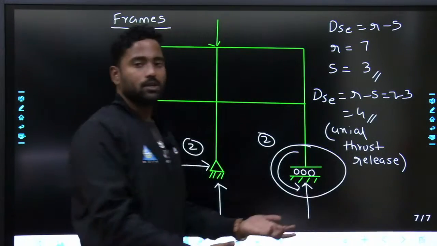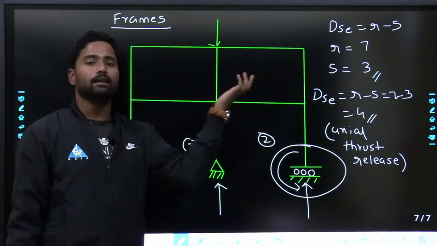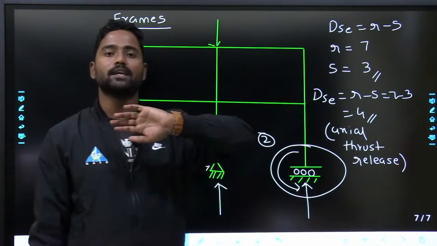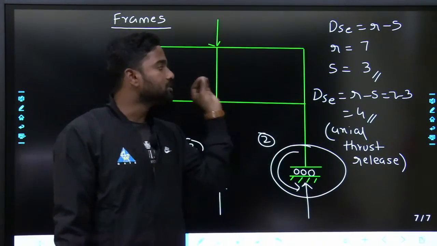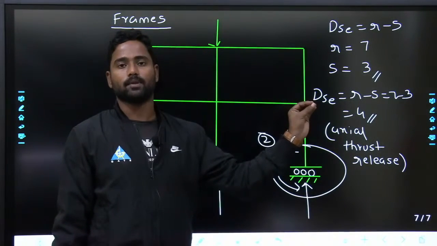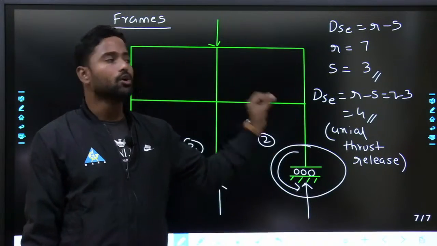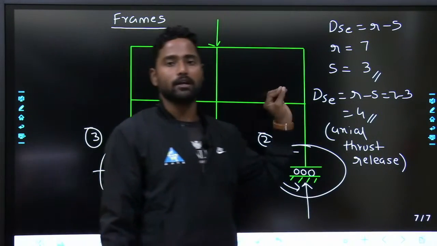DSE is more than 0, so this is statically externally indeterminate. I am not yet discussing internal indeterminacy. This is externally indeterminate. Am I clear? So DSE is 4, that is greater than 0, so it is externally indeterminate.